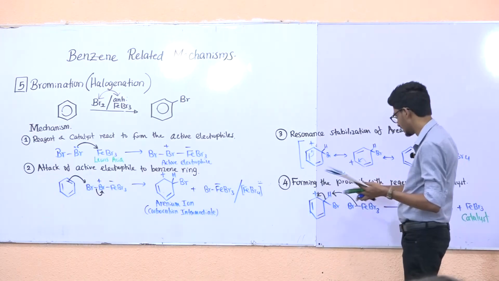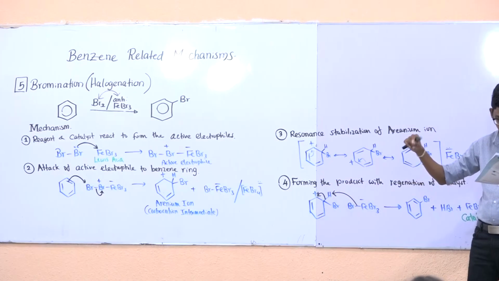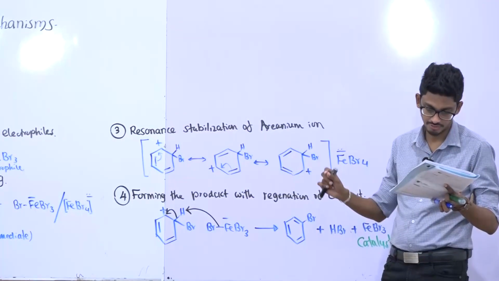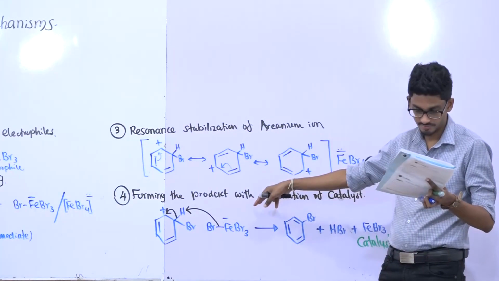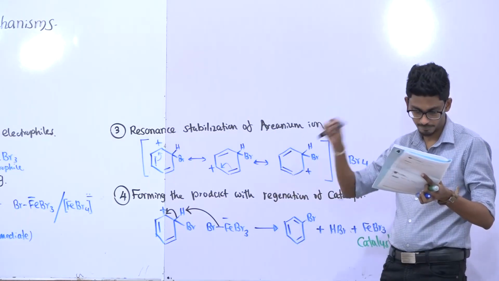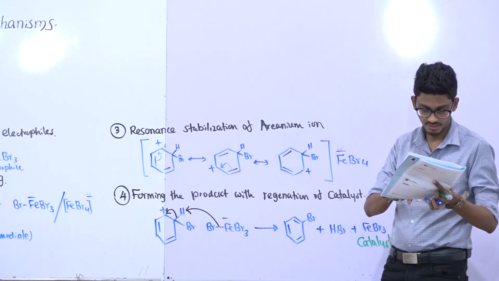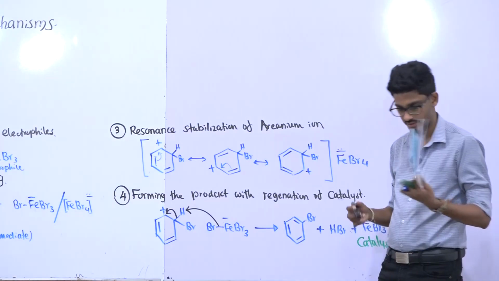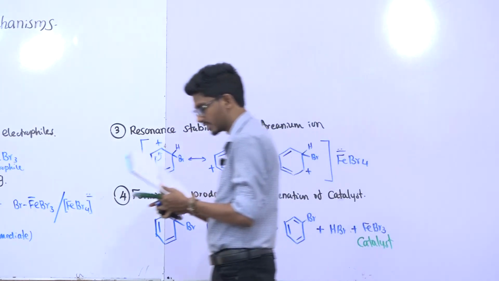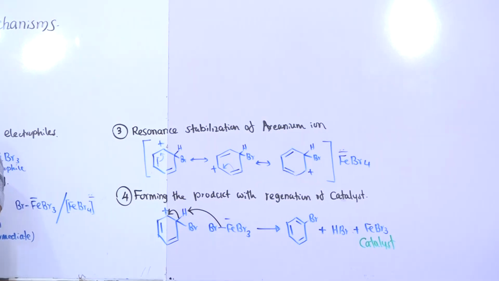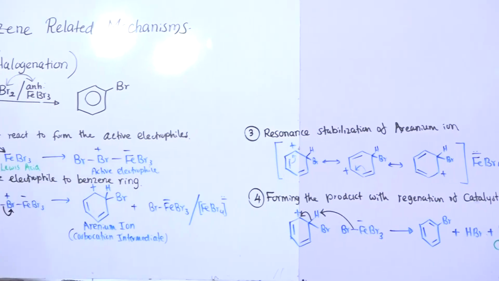At the 4th step, they have written reaction of the catalyst with the major product. No, it is not the reaction. It is regeneration of the catalyst with the major product. At the 4th step, just change that. The label reading reaction of the catalyst with the major product is wrong. It is a printing mistake. It should be regeneration of the catalyst with the major product.